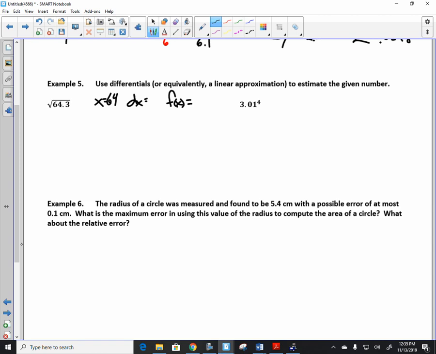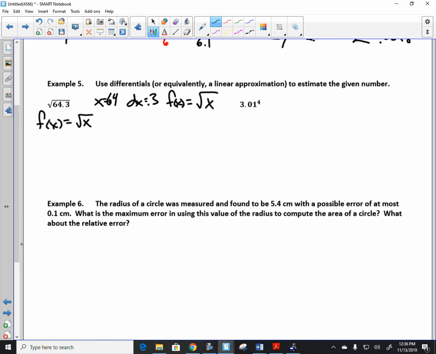So how far would I move over? 0.3. And what's the function that we're using? Anybody know the function that we're using? Square root of x. That's our function. So we have f of x is equal to the square root of x. Our x value is 64. Our dx is 0.3.